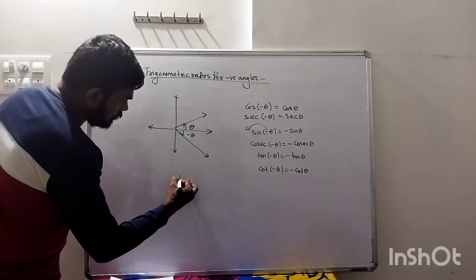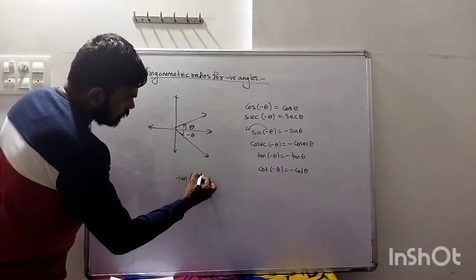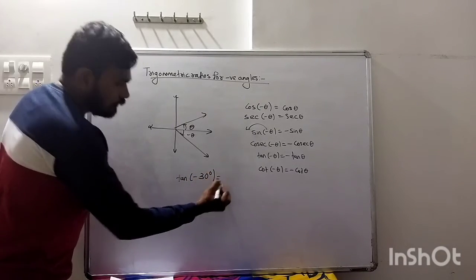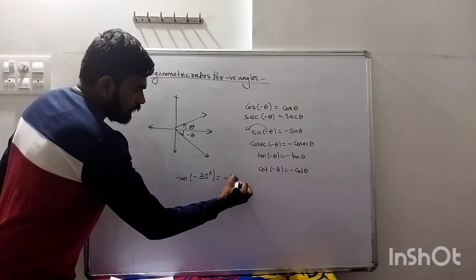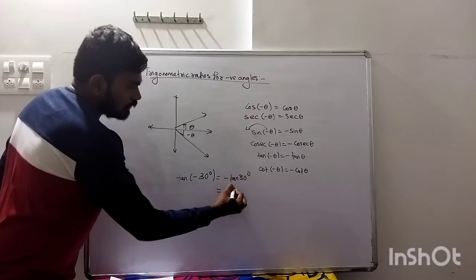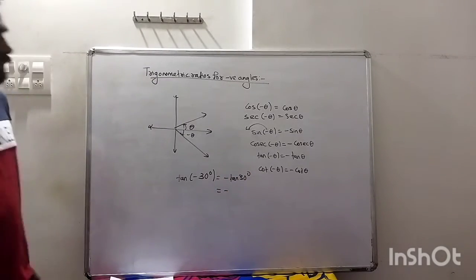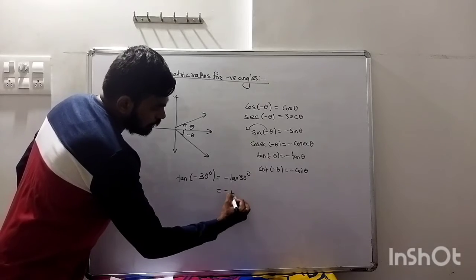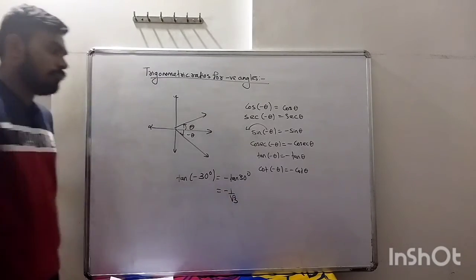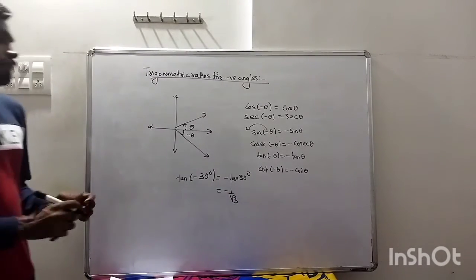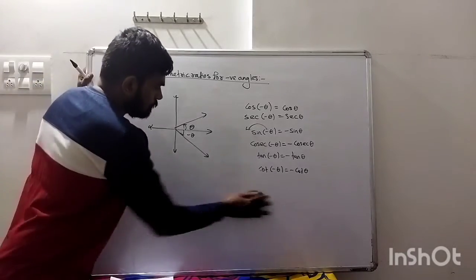For example, if you ask tan of minus 30 degrees, what to do? Minus tan 30 degrees, correct? Which is equal to minus of, what is tan 30 degrees? 1 upon root 3. So, this is the answer, tan of minus 30 degrees, okay? I will rub this now.